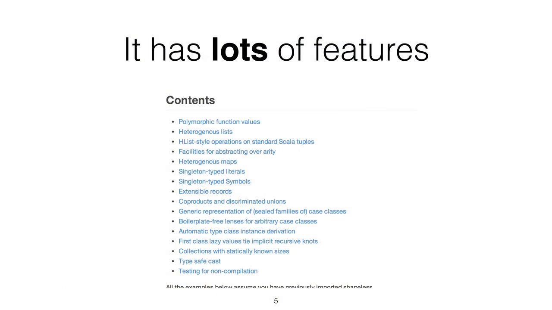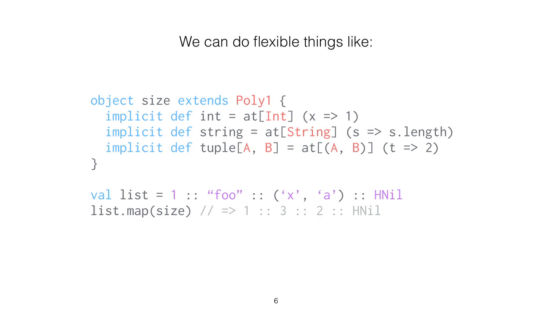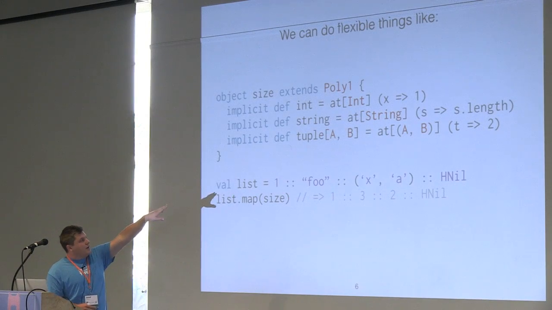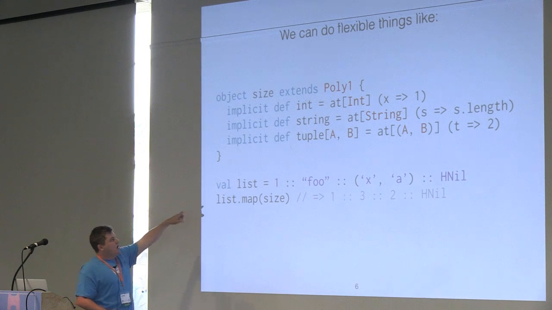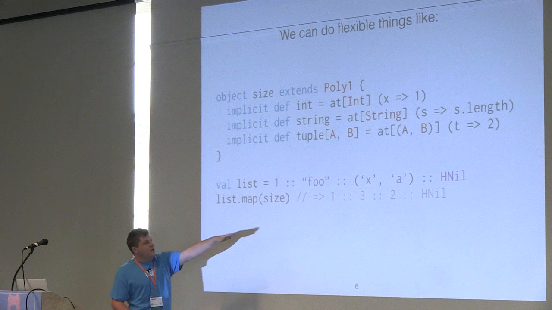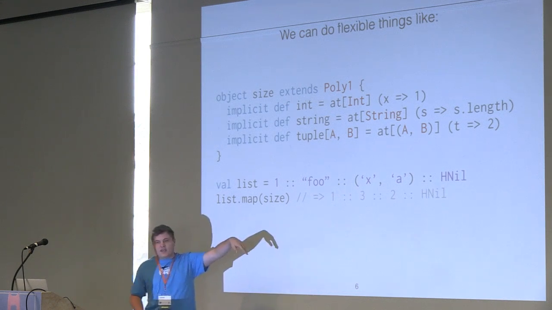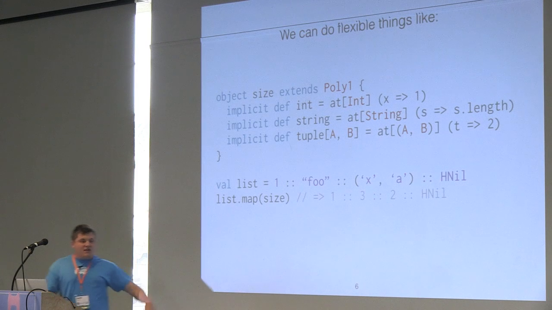So it has a lot of features. This is just the main feature listing that Miles presents on the project page. So it's polymorphic function values, functions that can take different kinds of arguments. For example, we can peek ahead for a second. I can declare this polymorphic function. It can take an integer, and this is what I do when I get an integer. The second line is what I do when I get a string. The third line is when I get a tuple. And if we call it on a list like this, for the integer we get one back, for the string we get the length of the string, and for the tuple we get its size. And this becomes really flexible.